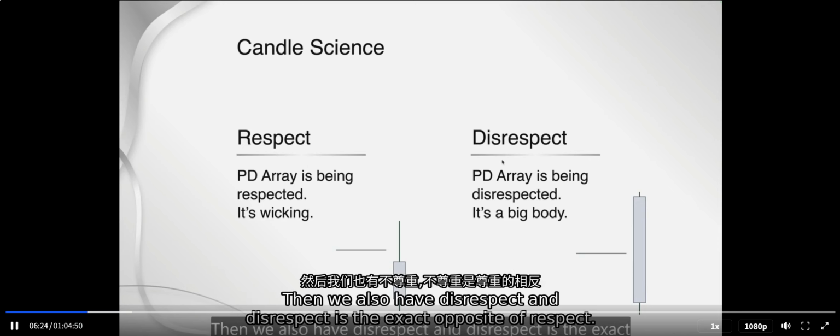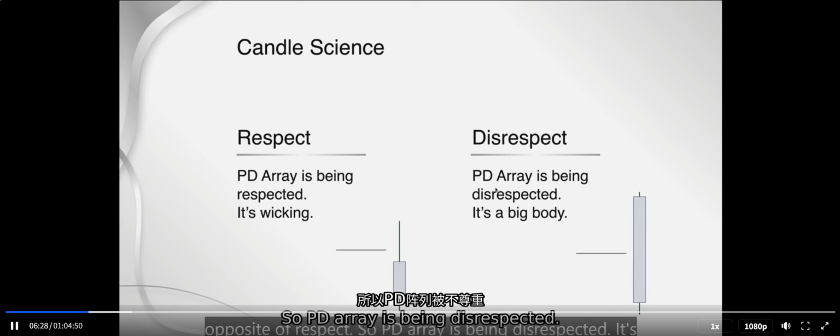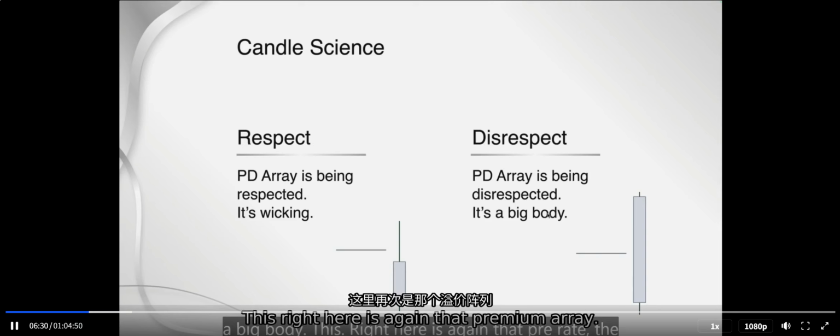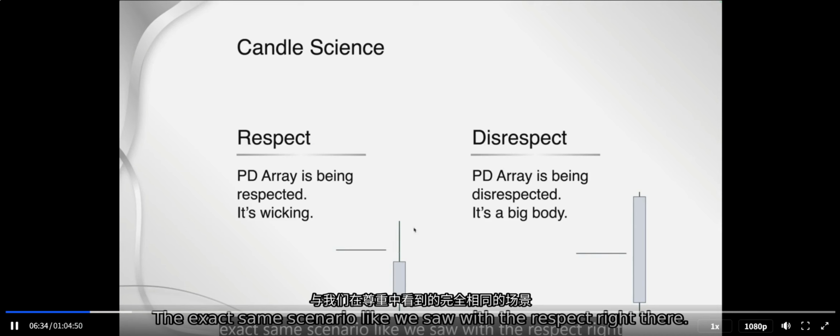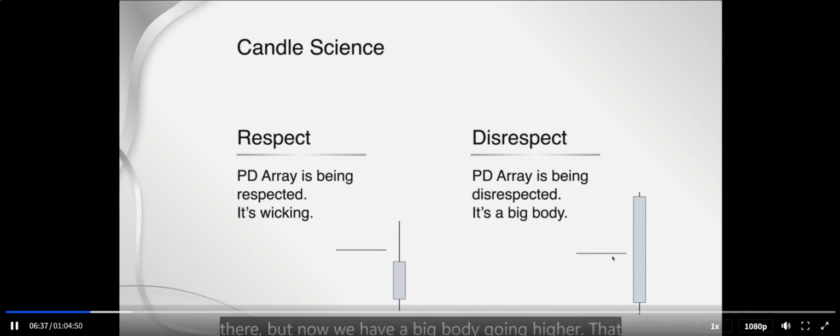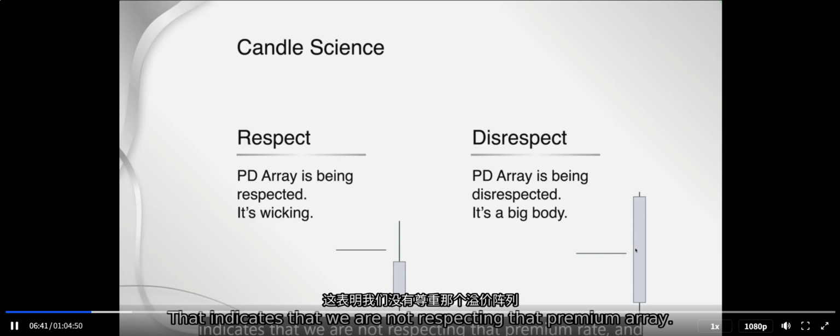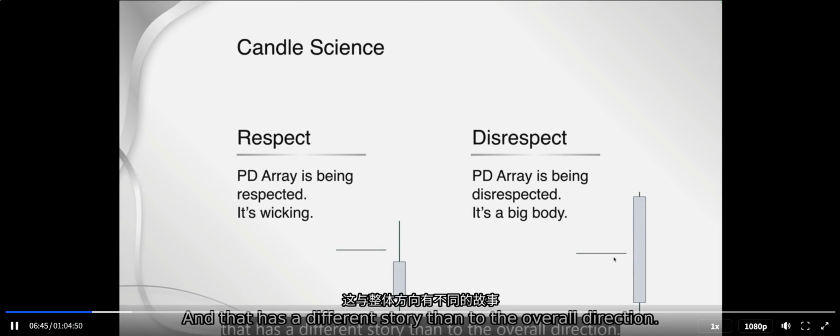Then we also have disrespect. And disrespect is the exact opposite of respect. So the PD array is being disrespected. It's a big body. This right here is again that premium array, the exact same scenario like we saw with the respect right there. But now we have a big body going higher. That indicates that we are not respecting that premium array. And that has a different story to tell about the overall direction.